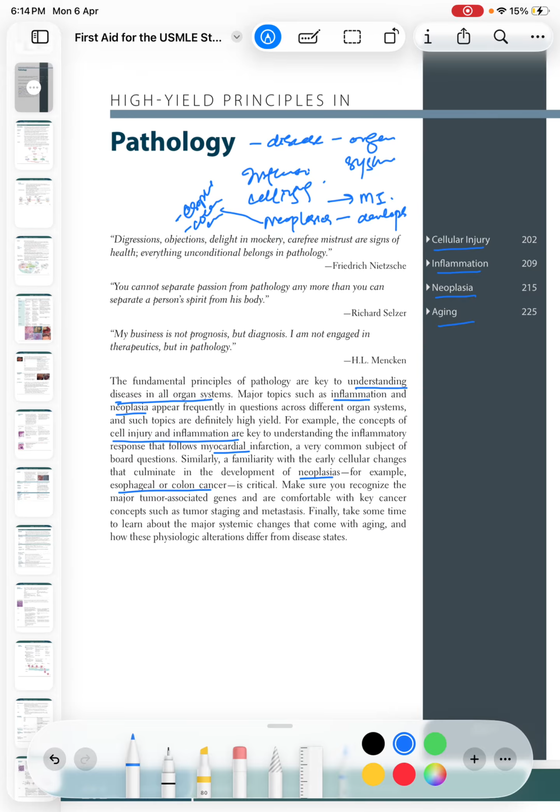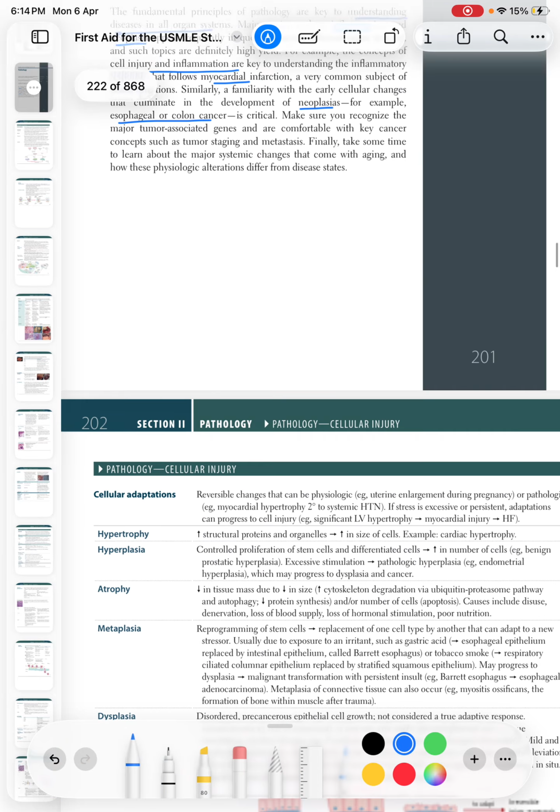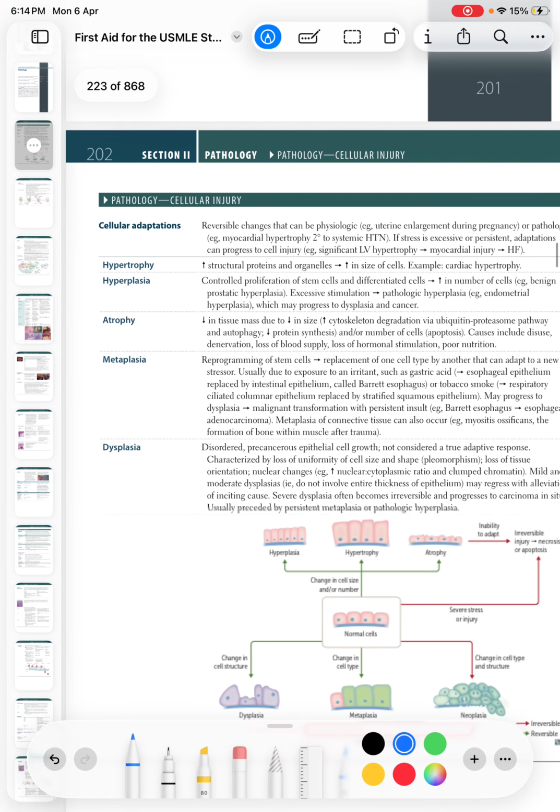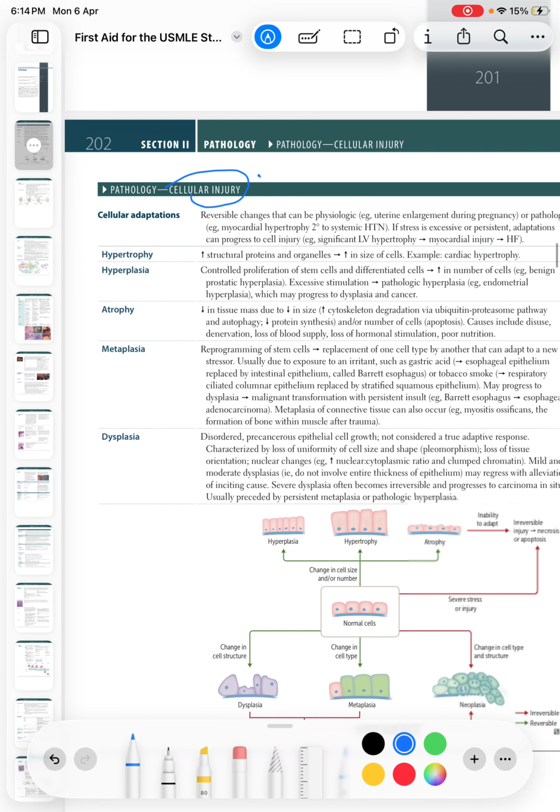The first one that we are going to discuss is cell injury. Okay, what are the main things in pathology? That is cell injury, inflammation, neoplasias, and aging. The first one we will be discussing is cell injuries. Okay, so this is the topic cellular injury.